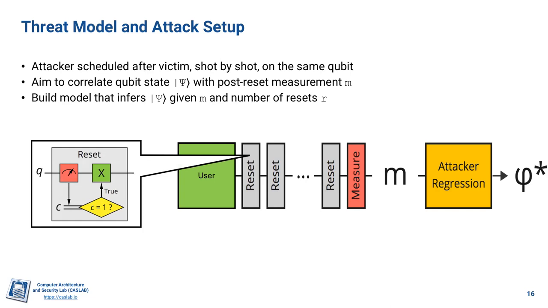Right. So the reset would be enforced by the cloud provider, or whoever manages the quantum computer. They run a shot of a circuit, then they apply reset, and they run a shot of a different circuit from a different user.